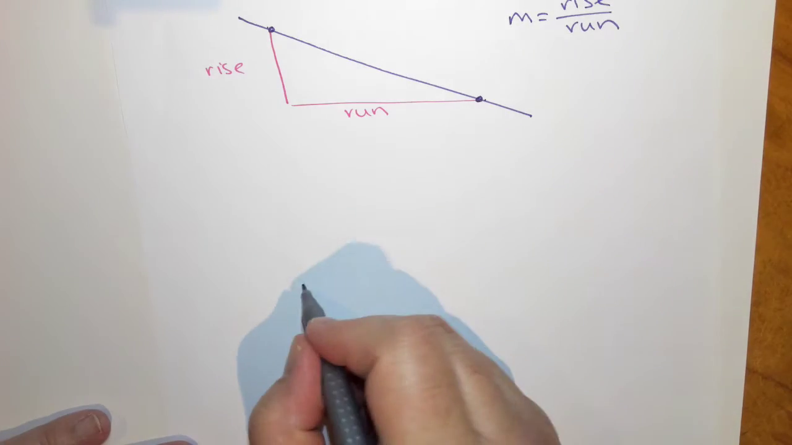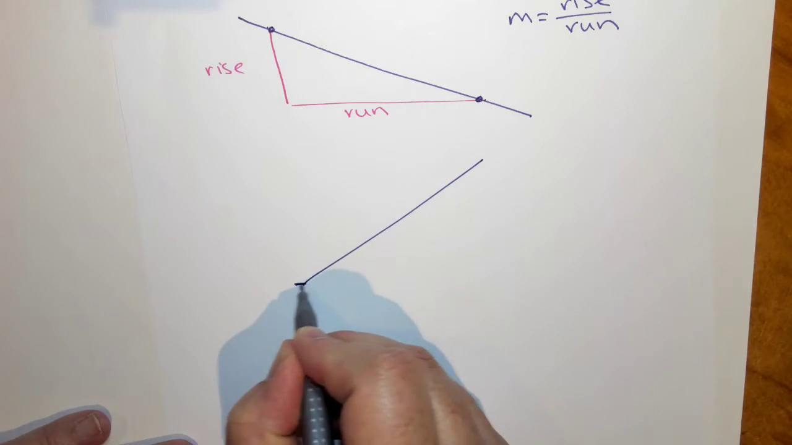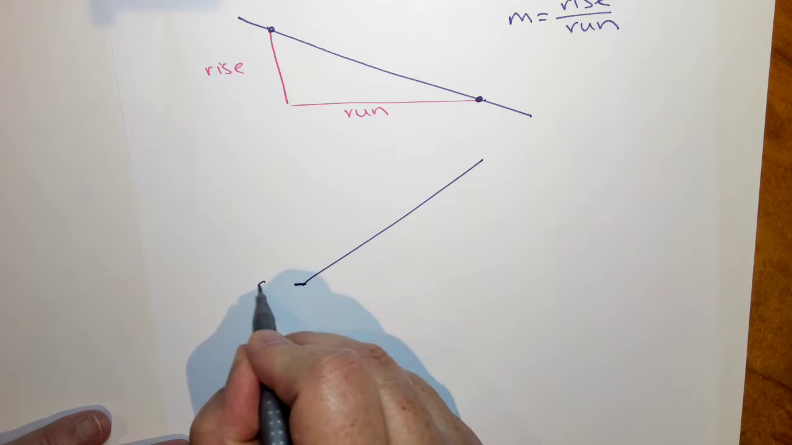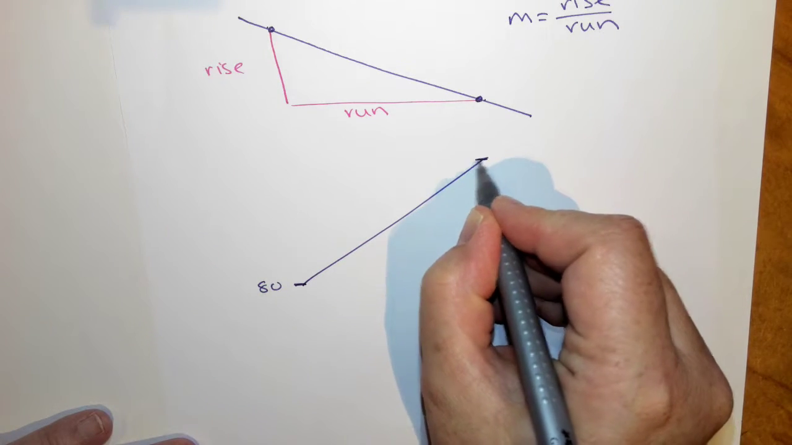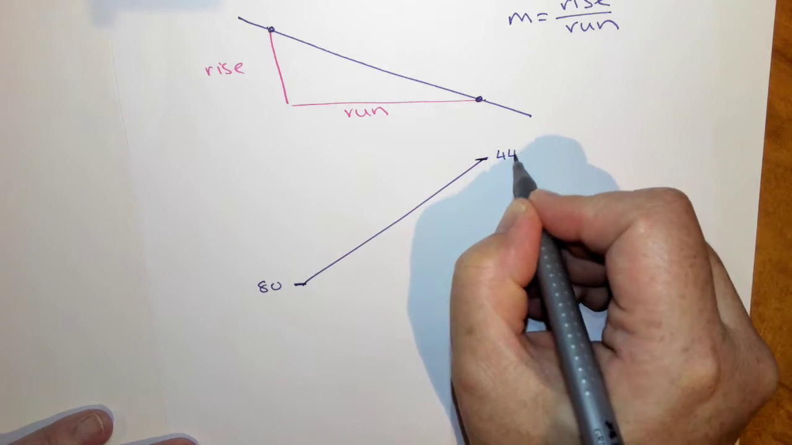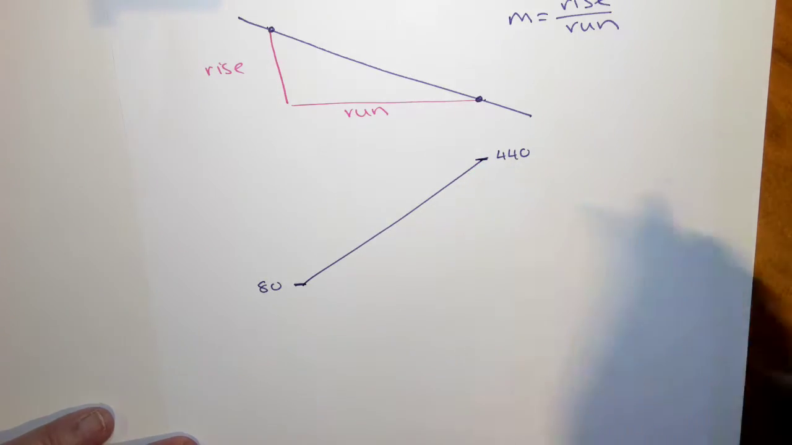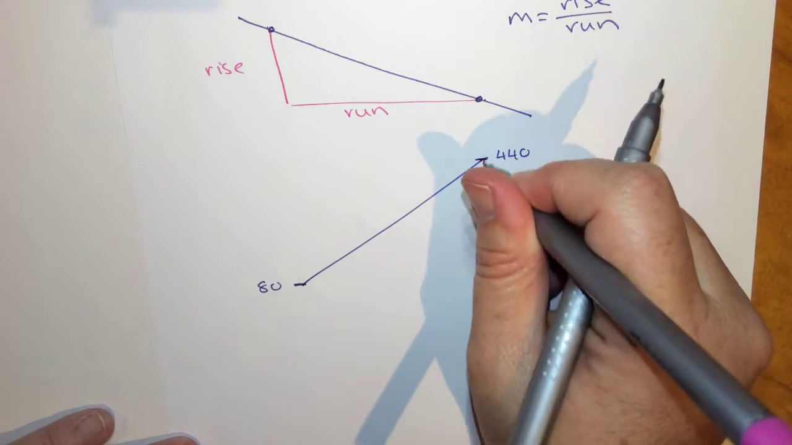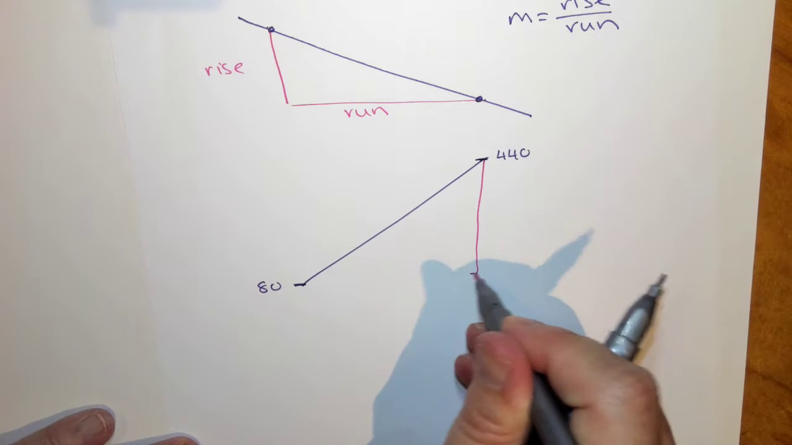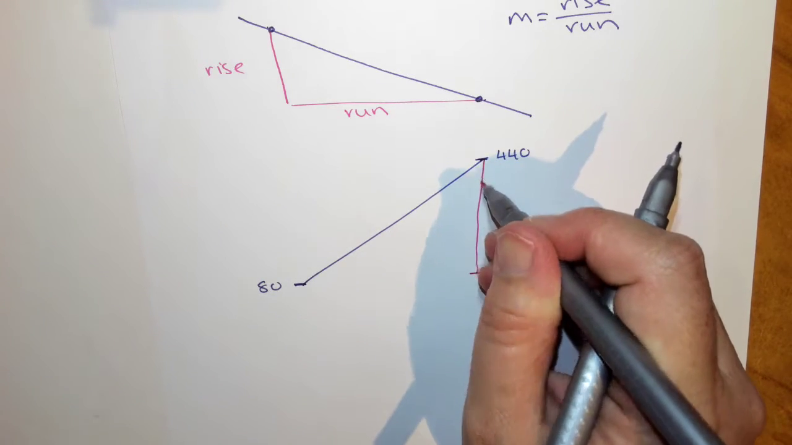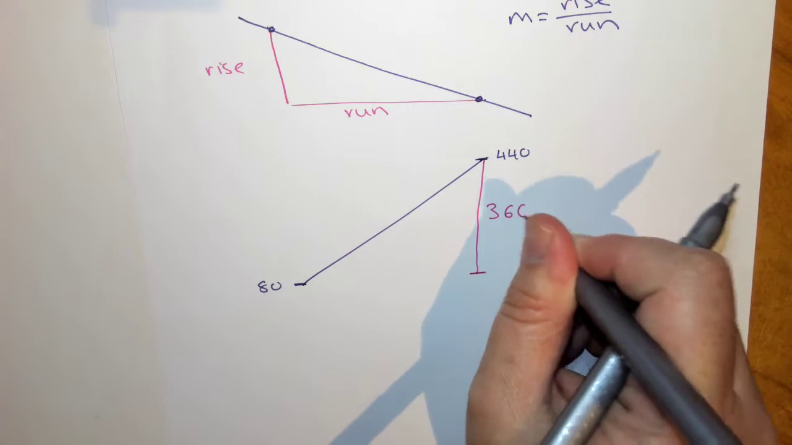So what I have is a line going up, and it starts at this point here at 80 and goes up to this coordinate here at 440. So now I can think, well, what's the distance here? To go from 80 up to 440, that's a distance of 360.